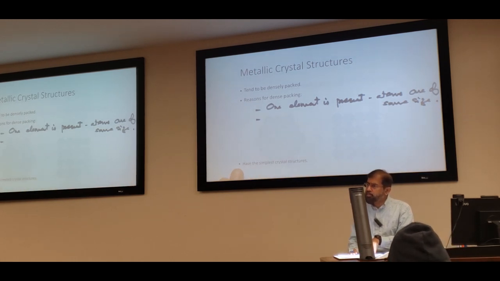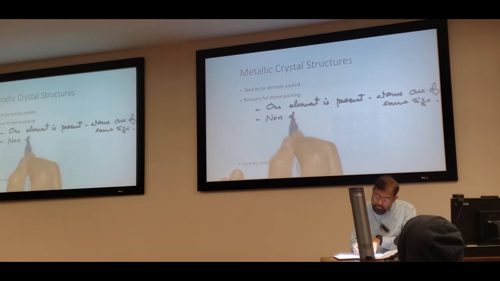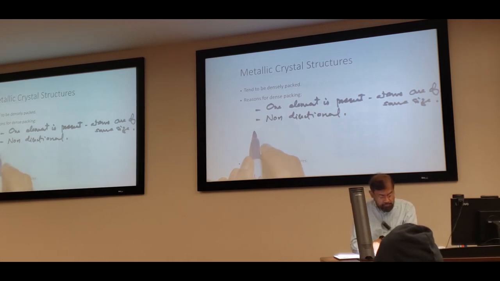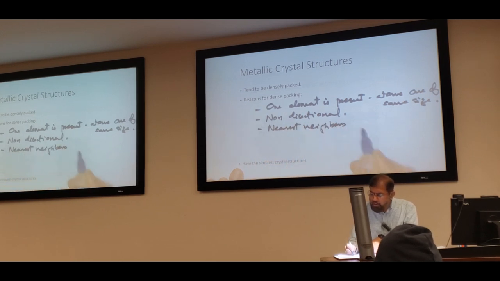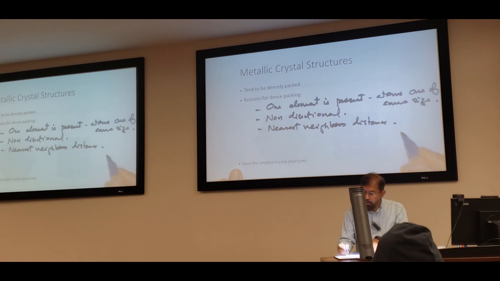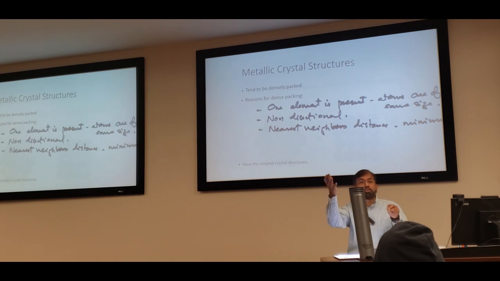And what about the directionality of metallic bonds? Non-directional. So the nearest neighbor distance should be minimum. Agreed? Minimum to decrease the energy, to attain the minimum energy.